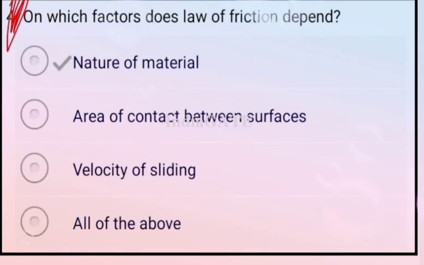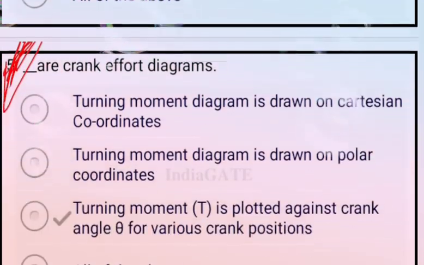On which factor does the law of friction depend? So the answer is nature of material. So option A is your correct answer. Now come to the next question.